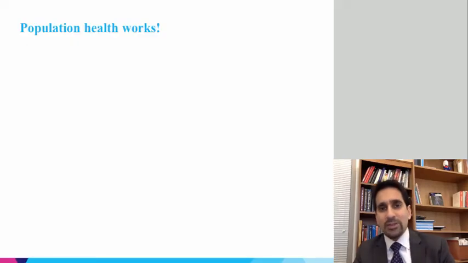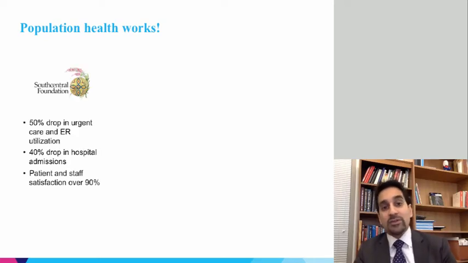And then, perhaps most importantly, population health actually works. There are organizations that have successfully deployed population health management models across various markets. A few examples. South Central Foundation in Alaska, after they implemented a different model of care and a different operating model across their population, drove a 50% drop in urgent care and ER utilization, a 40% drop in hospital admissions, all while having patient and staff satisfaction over 90%.